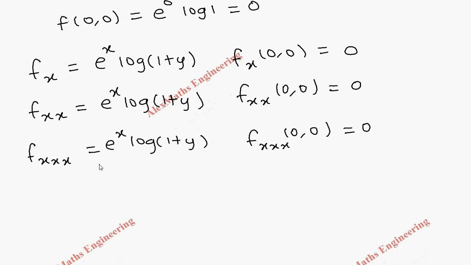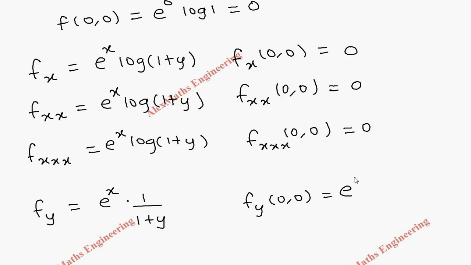Now let's find fy. So here e power x is constant, and the differentiation of log 1 plus y is 1 by 1 plus y. Now fy of 0 comma 0 will be e power 0 into 1 by 1 plus 0. Anyway, e power 0 is 1 and 1 by 1 is 1. So totally this is 1.